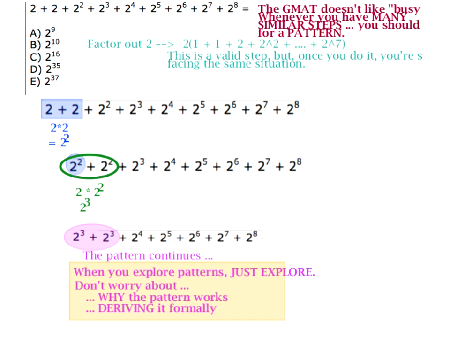So if you do this, eventually you're going to end up at 2 to the 8th plus 2 to the 8th. And that's going to be 2 to the 8th plus 2 to the 8th, and that's 2 to the 9th. Now that's A.